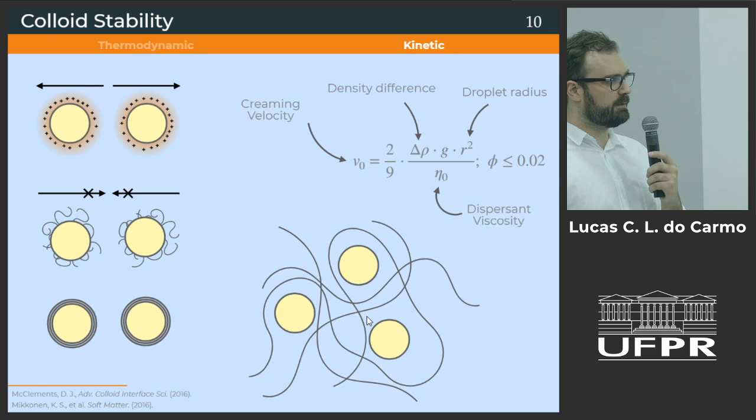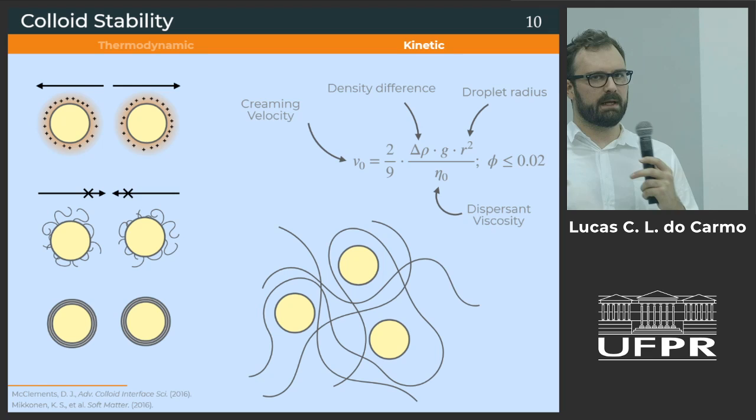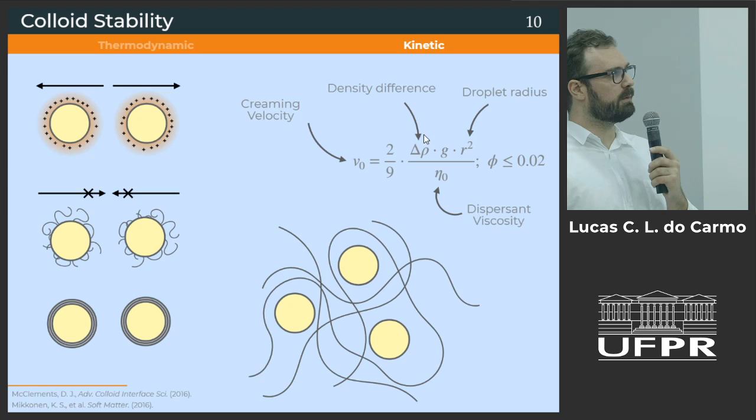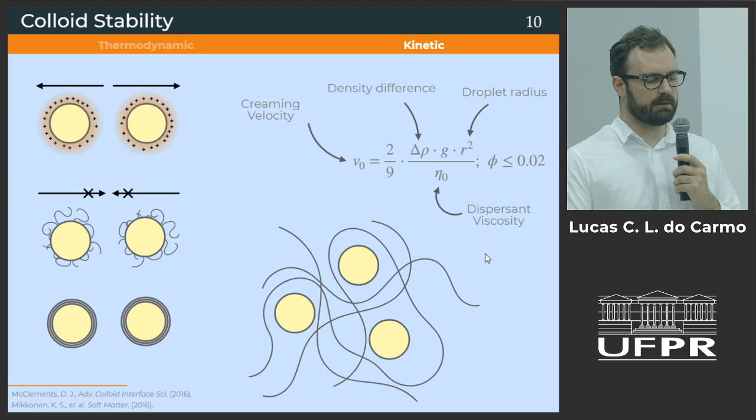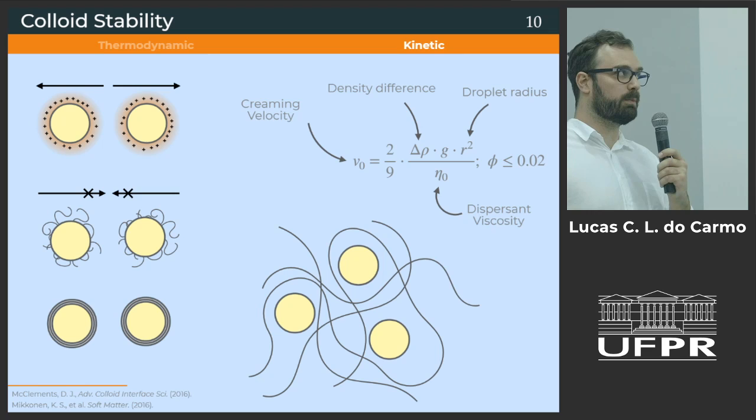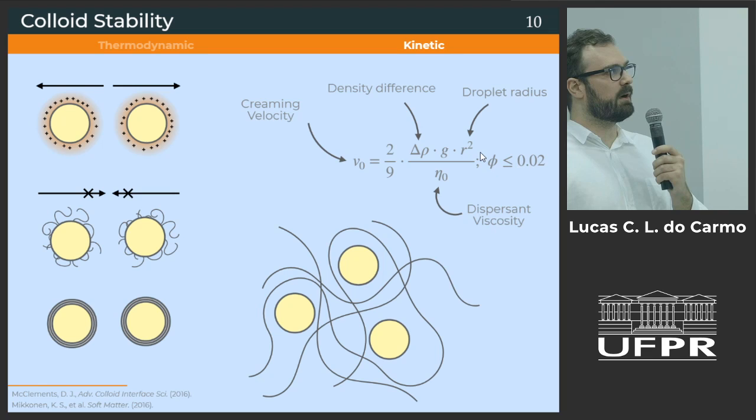Another strategy is to add a polymer that is cross-linked to prevent droplets from migrating and prevent them from colliding with themselves. And this equation here is the general relationship that we have for emulsions when very diluted. This is the fraction of dispersed phase in the total phase. So for emulsions that are very diluted, with a phi less than 0.02, we have this relationship where the continuous phase viscosity is inversely proportional to the sedimenting or creaming velocity. And then we have the radius of the droplets that also has an influence on the velocity of creaming or sedimenting, depending on the density.